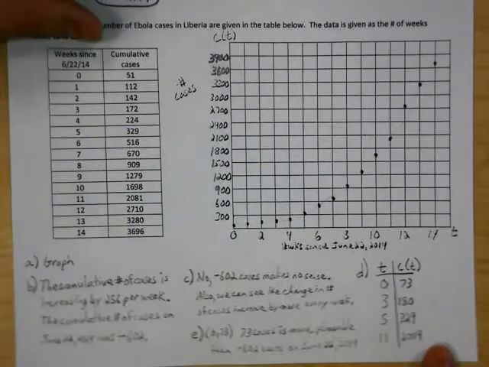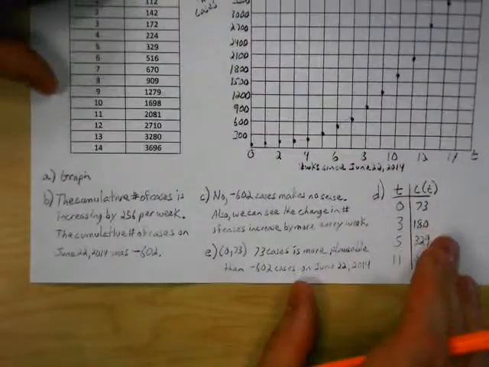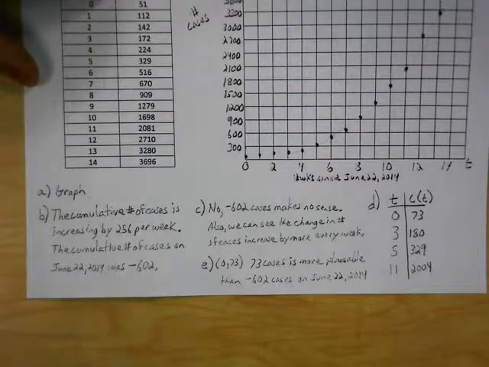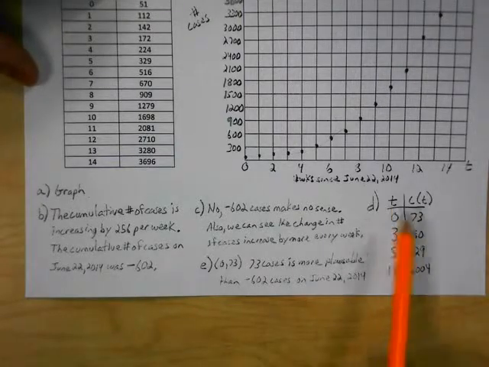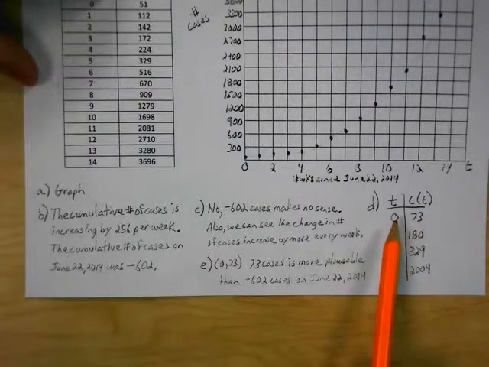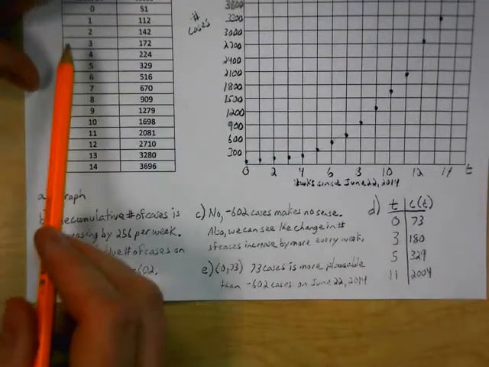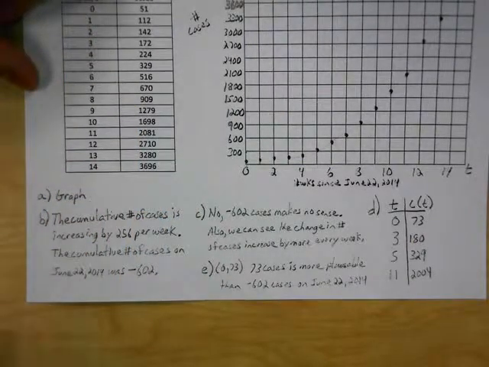Again, if you need to pause it, go ahead. But notice in part D, when you put 0 into the equation, you end up with 73. When you put 3 in, you get 180, and so on. And when you compare those to the actual values in the table, they are fairly close.